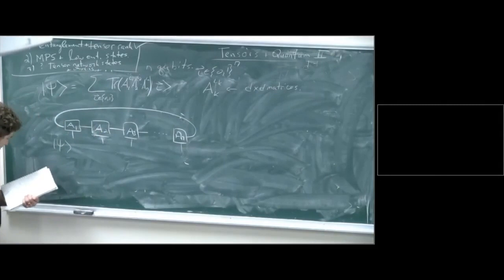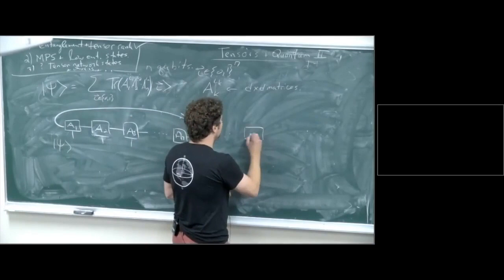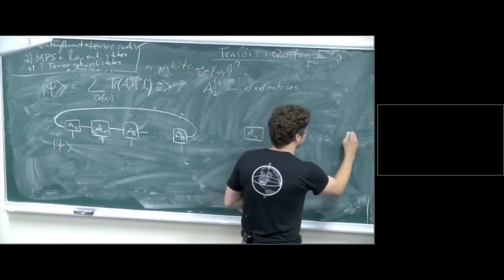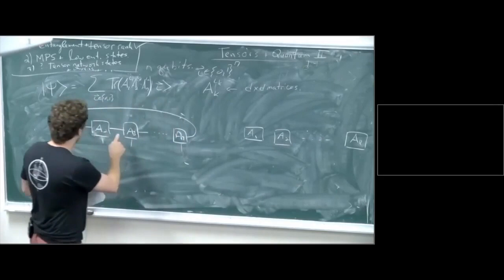And there's another way, slightly different, to draw it that makes explicit the relationship of the dimension of these matrices and the entanglement structure of this state. Instead of hanging the legs off the side of these things, I can hang them off the top.